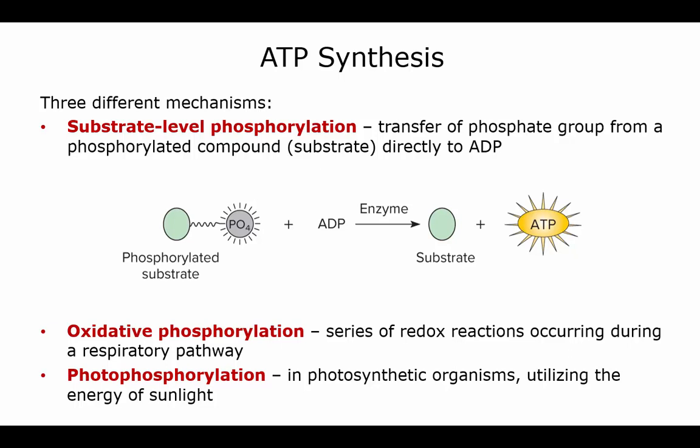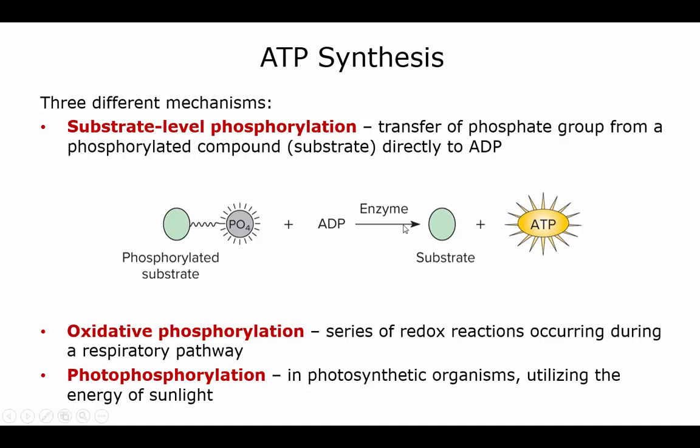And this is where we're going to take this phosphorylated compound that contains a phosphate, and we're going to take the phosphate away from that and transfer it to ADP, adenosine diphosphate. Diphosphate has 2 phosphates, and we're going to add this other phosphate from this phosphorylated substrate to it so that we have 3 phosphates and we've made ATP.